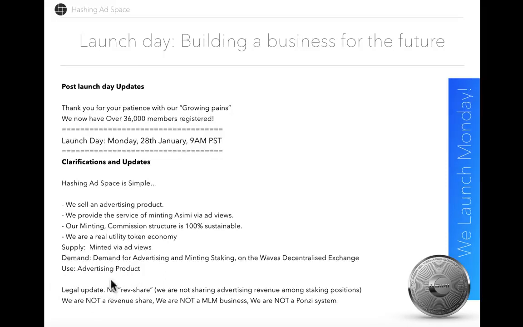We have decided that we do not want to associate ourselves with anything that resembles a revenue share. Revenue sharing has a bad reputation for an obvious reason, and that is that most revenue share platforms are zero-sum games and they all end up in collapse. We are not that, and it's important that we differentiate ourselves from that type of system. So we are not sharing advertising revenue among the staking positions.